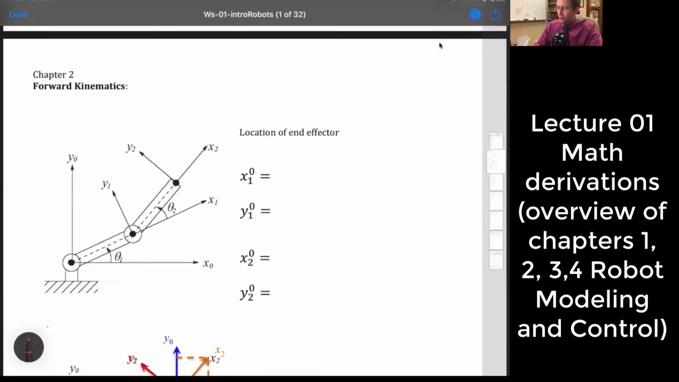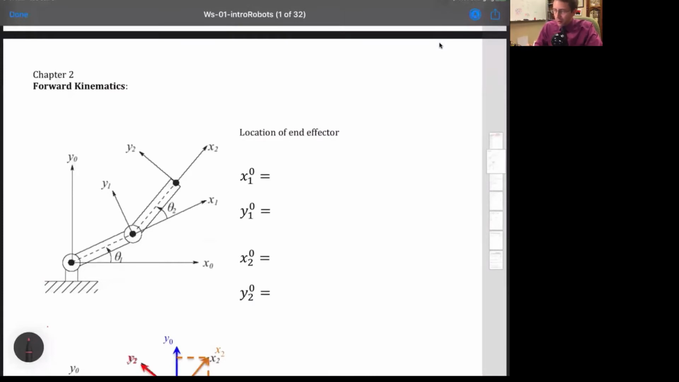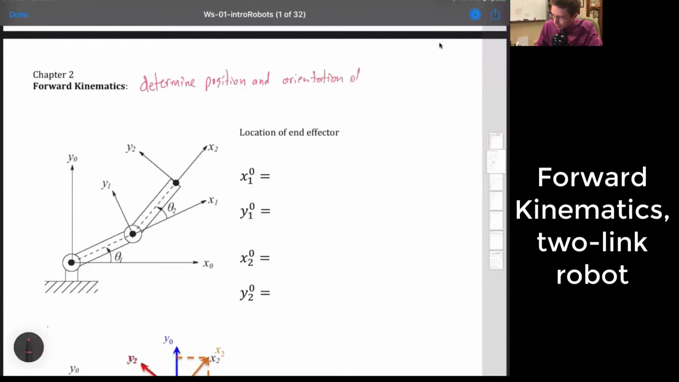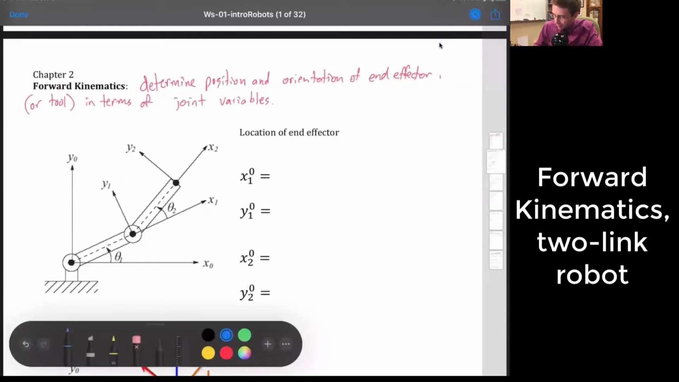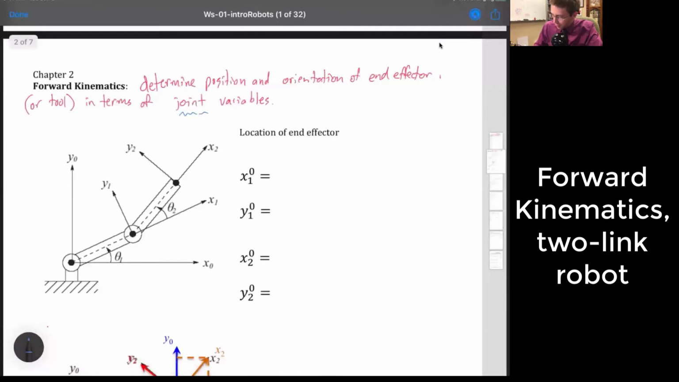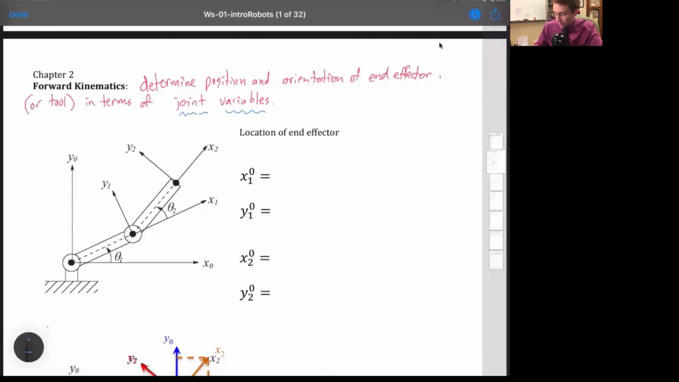So in chapter 2 is where we introduce you to the concepts of forward kinematics. For forward kinematics, what we want to do is know what the position and orientation of the end effector is in terms of the joint variables. In other words, I'm going to tell you what the joint variables are, and then what you have to do is tell me where the end effector is, its position and its orientation.